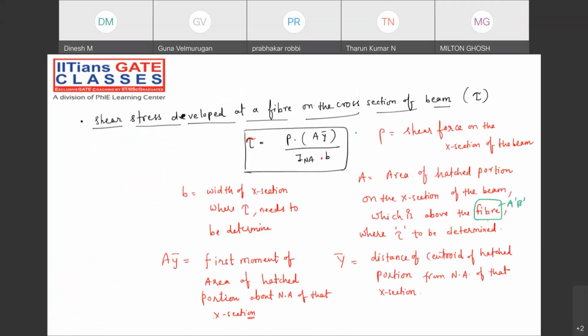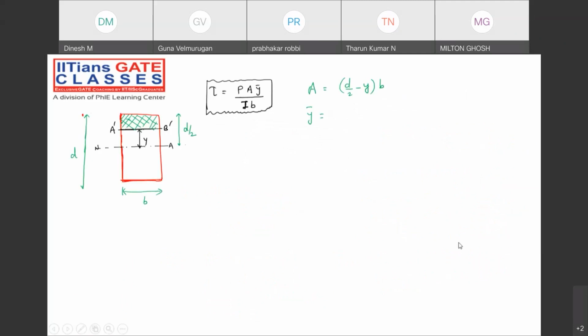What about the y bar? Now again come back to the notations. The distance of the centroid of the hatched portion from the neutral axis of that cross section. Of this cross section, we need to take the centroid. This will be the centroid of this cross section. And I need to take the distance from here to here. This will be my y bar.